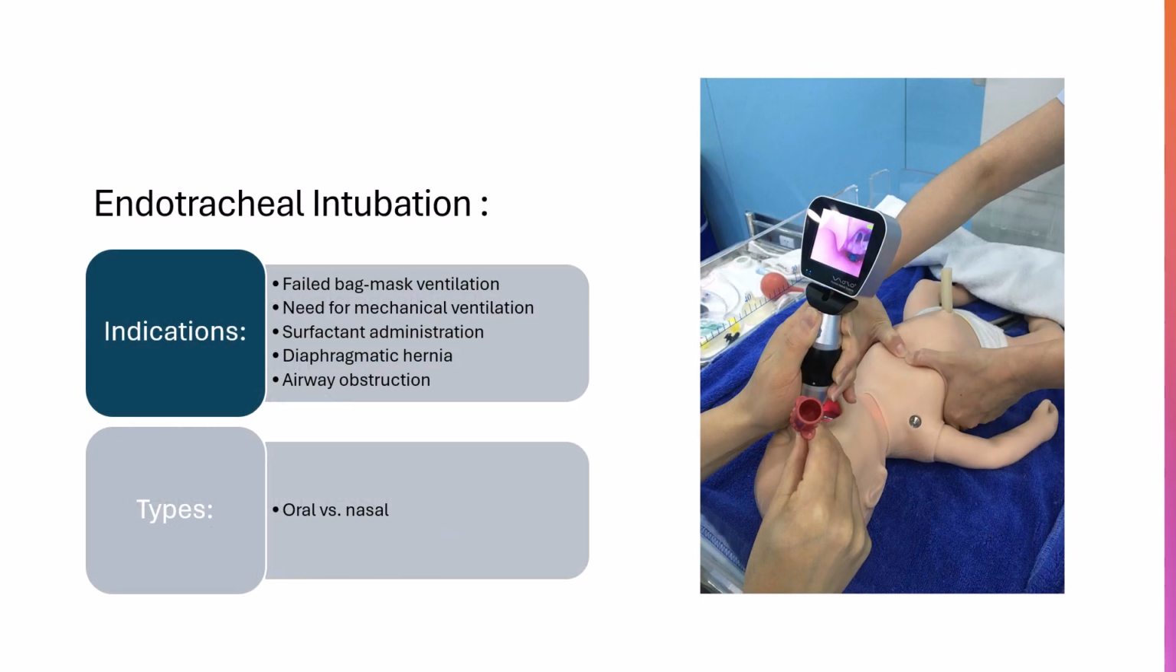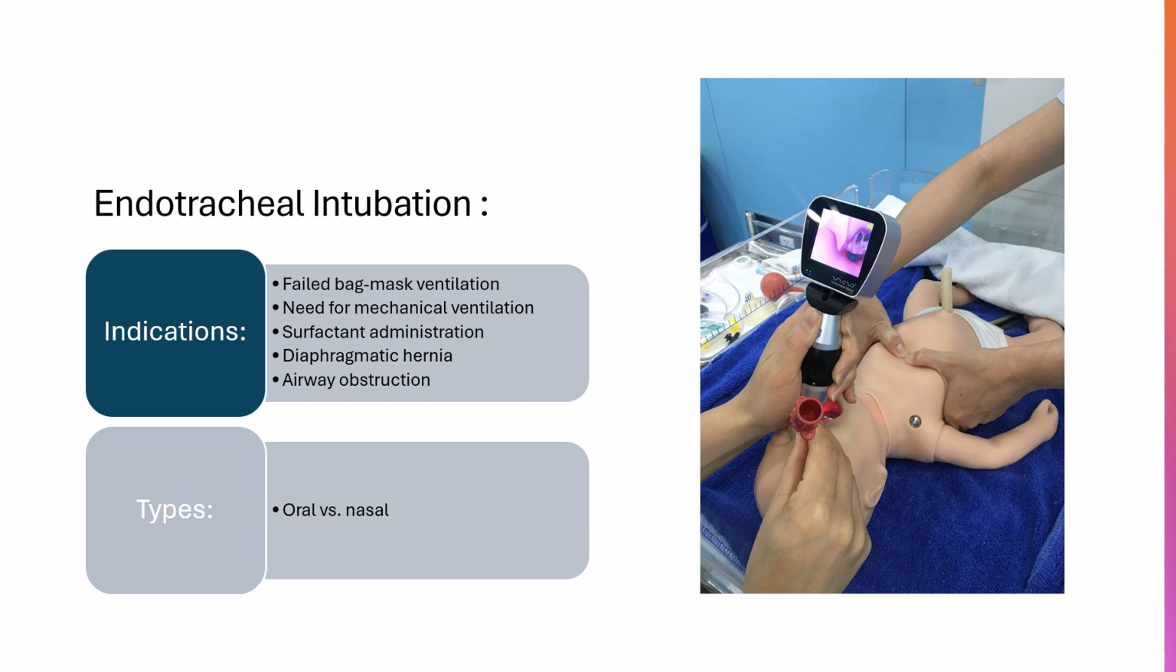Endotracheal intubation is a core procedural skill. Indications include failed bag mask ventilation, need for mechanical ventilation, surfactant administration, diaphragmatic hernia, and upper airway obstruction. When I teach intubation, I always say that it is indicated for patients who cannot oxygenate, ventilate, or protect their airway.